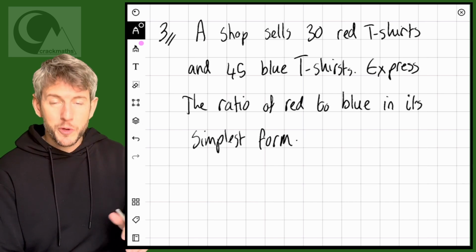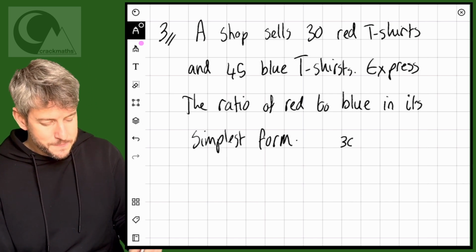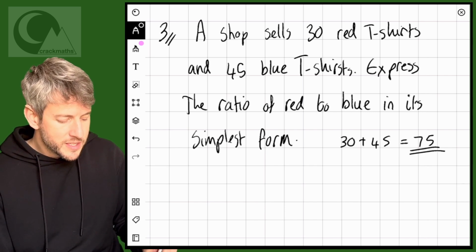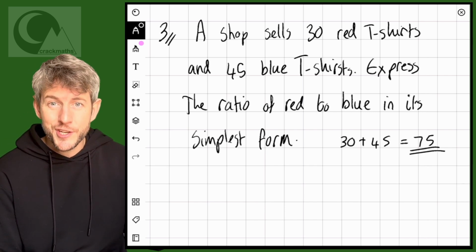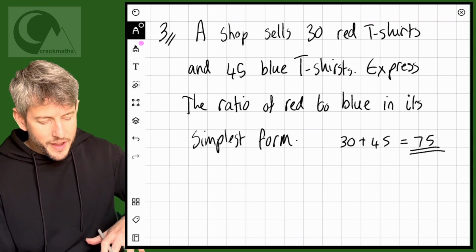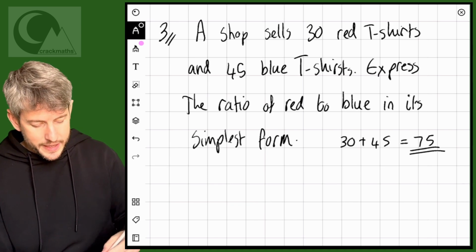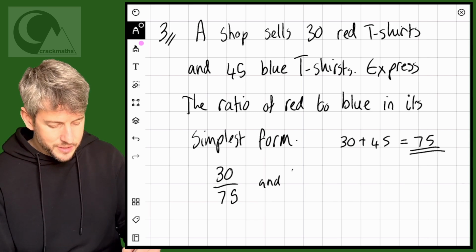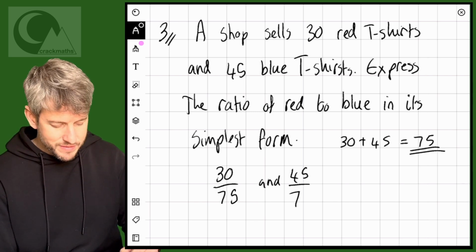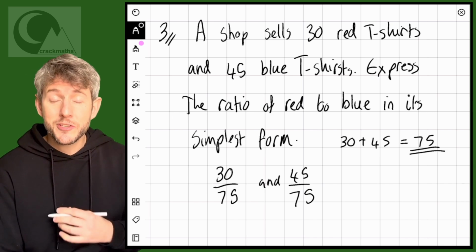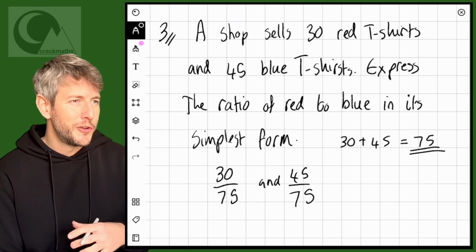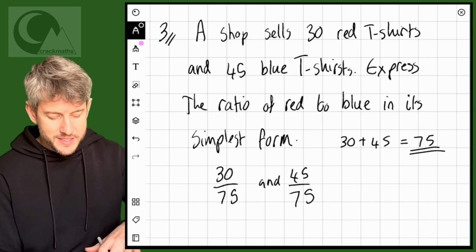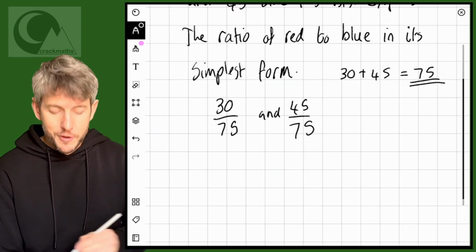So first of all, we're going to add the 30 and the 45 together to get 75. So I know that there were 75 t-shirts sold altogether. So I can think about these fractions as being 30 out of 75 and 45 out of 75. And so these are going to be the two things that I'm looking to simplify. So let's have a go at doing that. Let's do the 30 over 75 first.